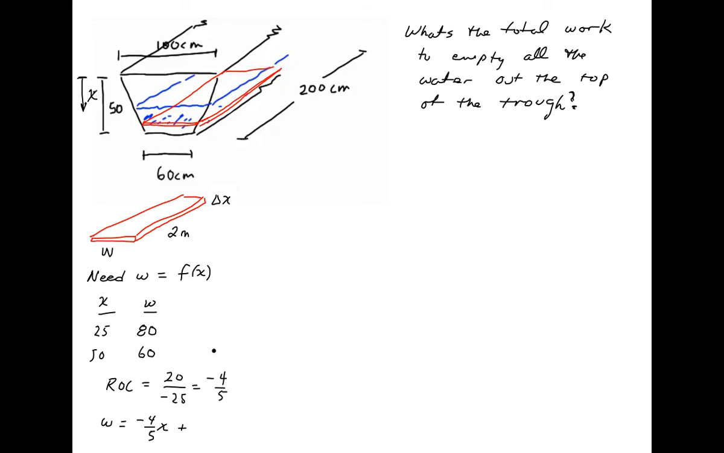So when X is 0, what is the width? Plus 100? So does it work? Plug in 25, you get 80. Plug in 50, you get 60. But now we want meters.